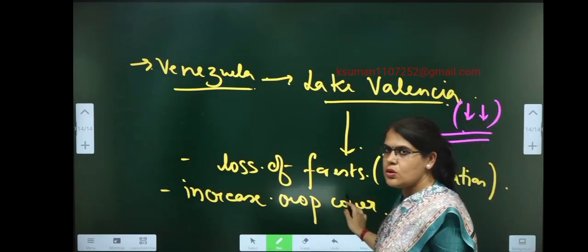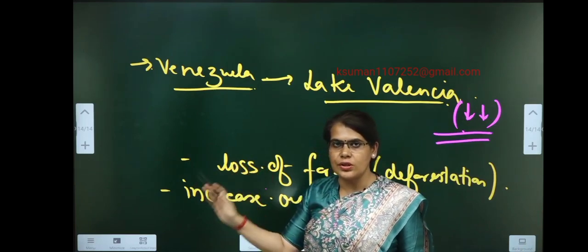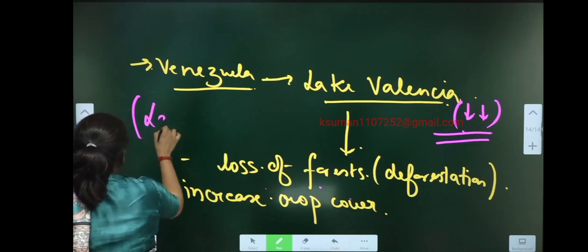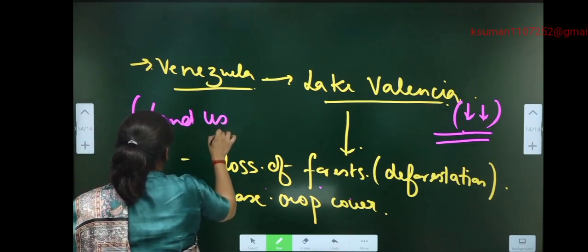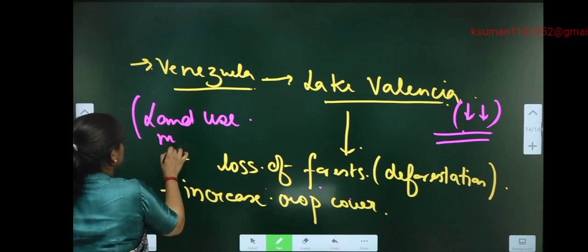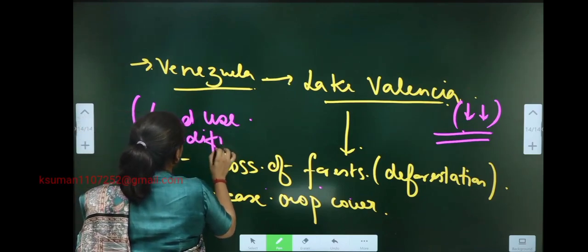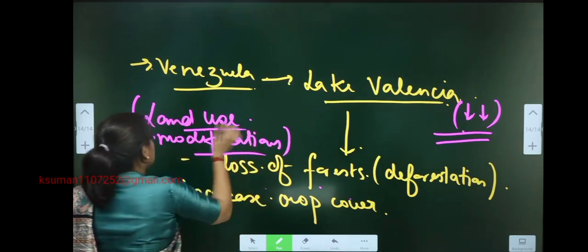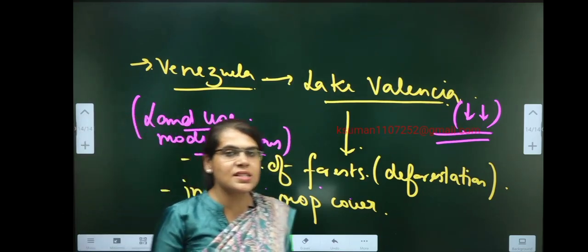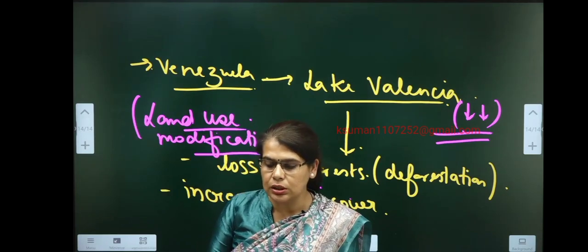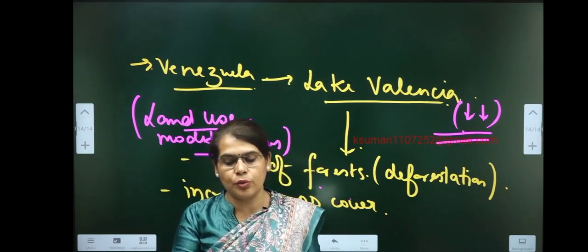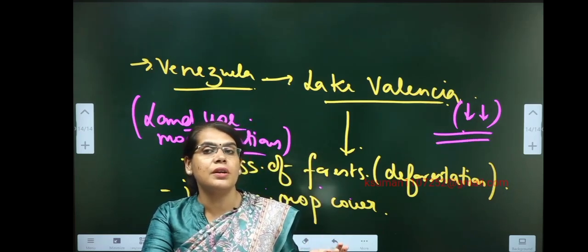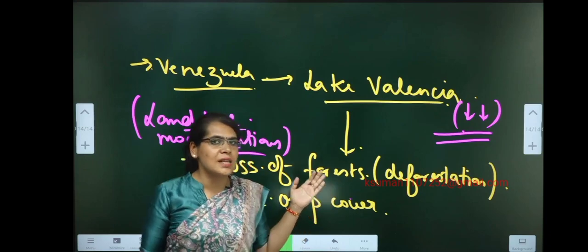Now, this is because of conversion of lands, or not. So, this becomes an example of land use modifications. So, whenever there is a question on deforestation, whenever there is a question with respect to human activities, how has the landscape changed over a period of time? You can include such examples.